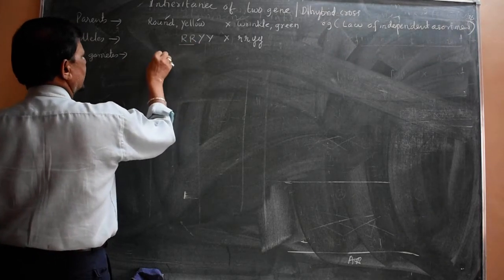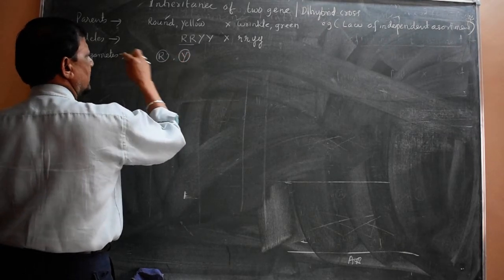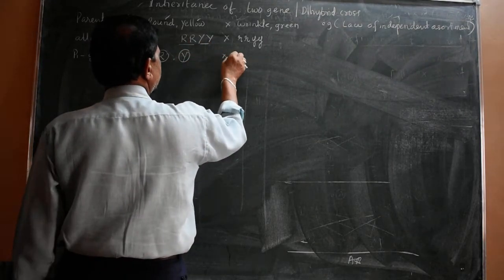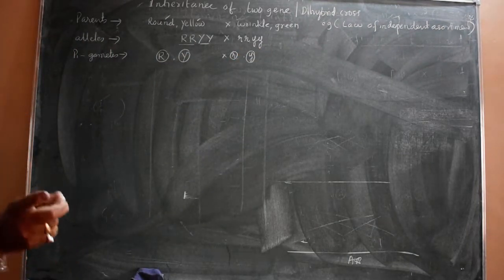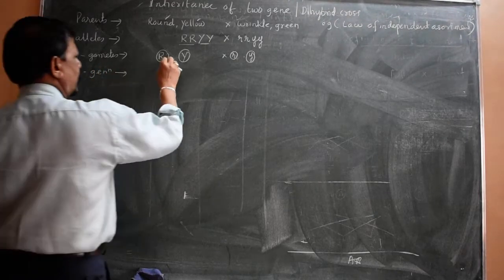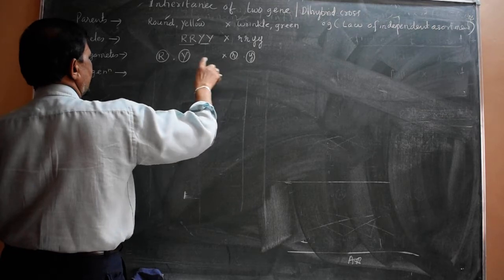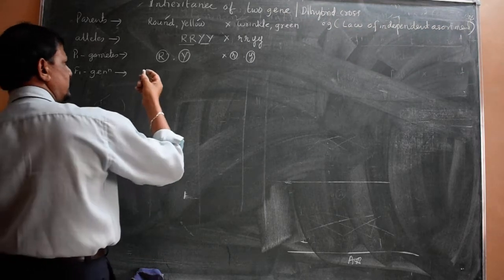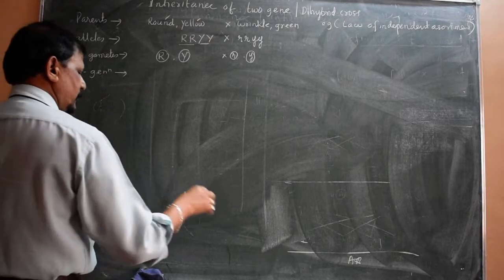Say one gamete is capital R, and you have to write it always in a bracket, together with capital Y as the gamete. Similarly here, small r and small y form the other gamete. Now you have to cross and we get the F1 generation. See, here what you have to do: capital R, small y.